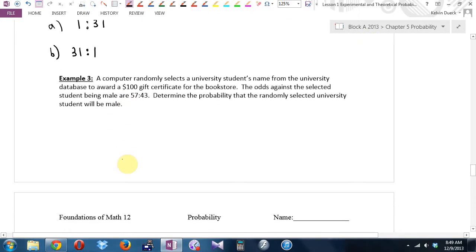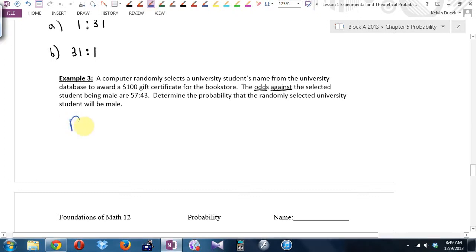Example 3. A computer randomly selects a university student's name from the university database to award a $100 gift certificate for the bookstore. Okay. The odds against the selected student being male are 57 to 43. Determine the probability that the randomly selected student will be male.